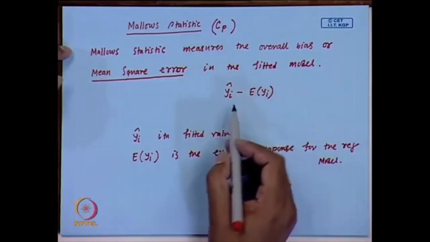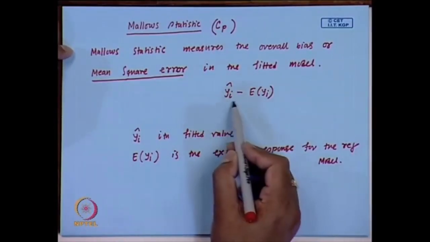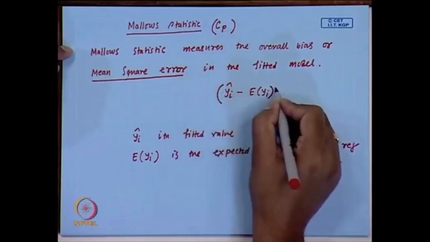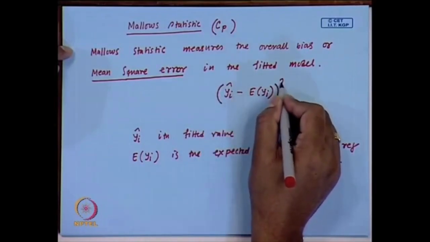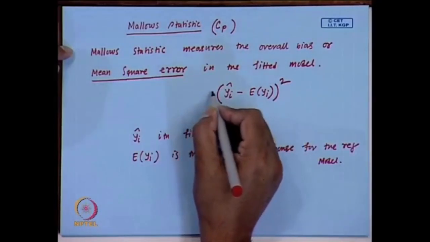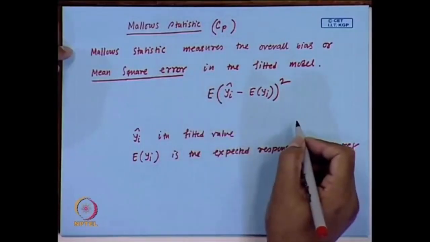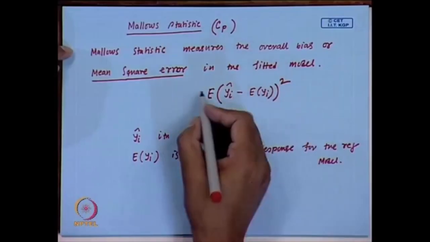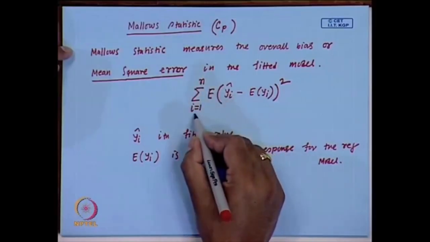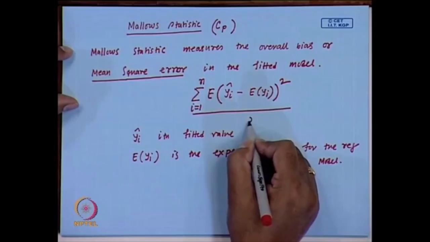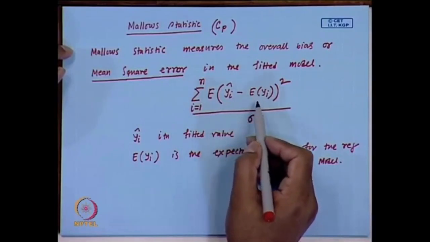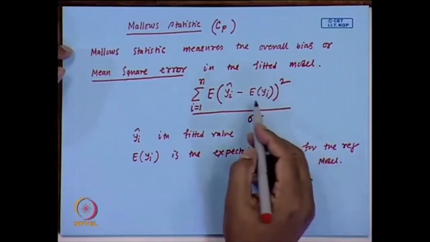The difference between the fitted value and the expected value is the error. You square it, so it becomes squared error, and then the mean means the expected value of this. This is for the ith observation, you sum it over i equal to 1 to n, and this is standardized by dividing by sigma square. So this is called the mean square error.